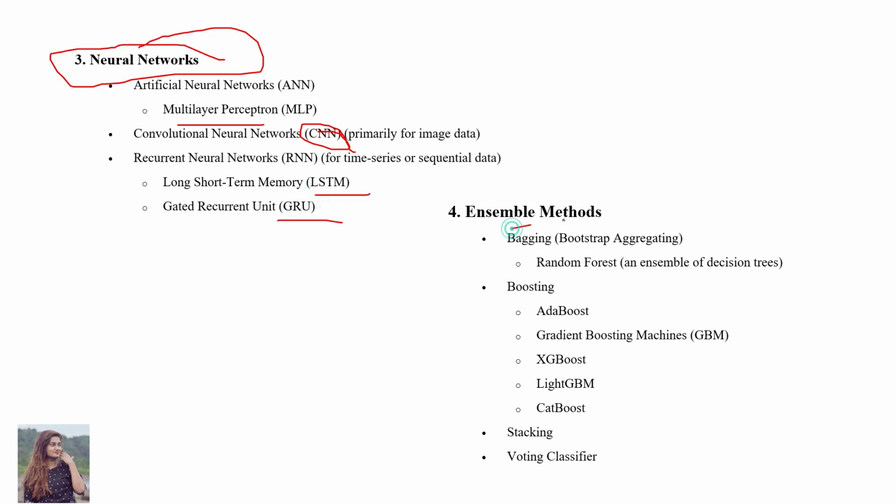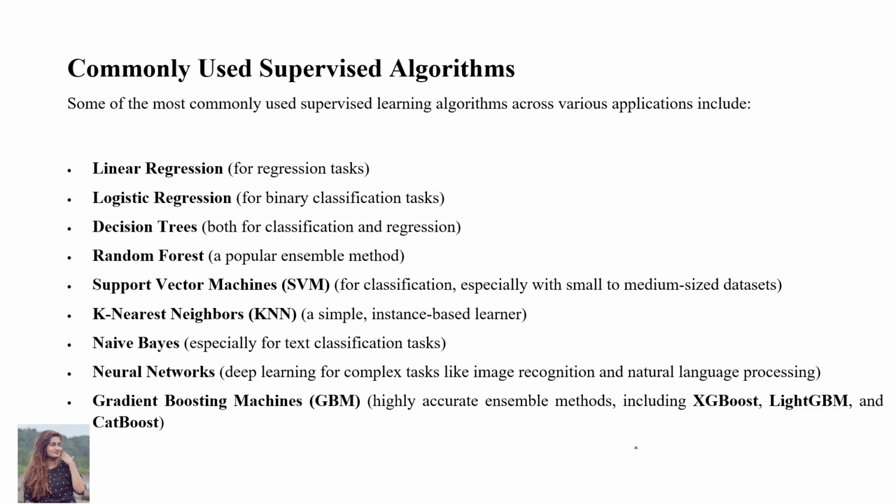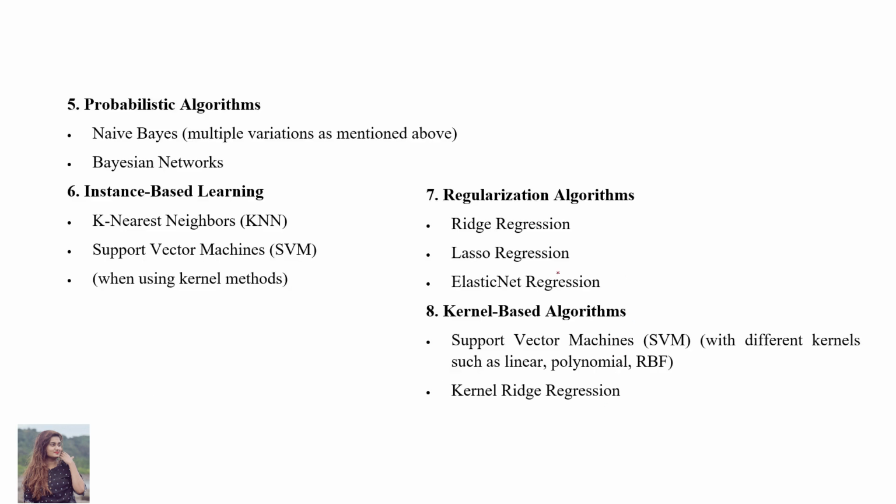Here also another is the ensemble method. This is the method: bagging, boosting, bootstrap aggregation algorithm, RF, ensemble decision tree, boosting also we have taken. This is for ensemble purposes. We have used the stacking and voting classifier. Here the probabilistic algorithm, naive Bayes, also we have, but we can use these for multiple purposes. The Bayesian networks, the instance-based learning. This is categorical, we can use the instance-based learning.